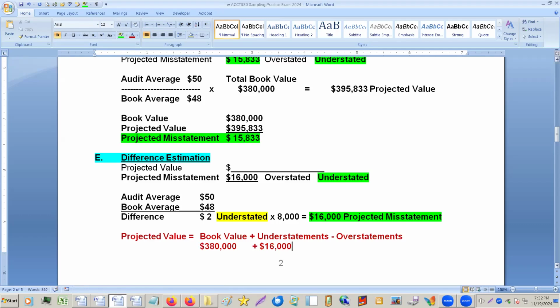And now, it's going to be one or the other. You can't have both of these. It's either going to be understated or overstated. So we're saying it's understated by 16,000, so we'll add it to it. So this would be 396.